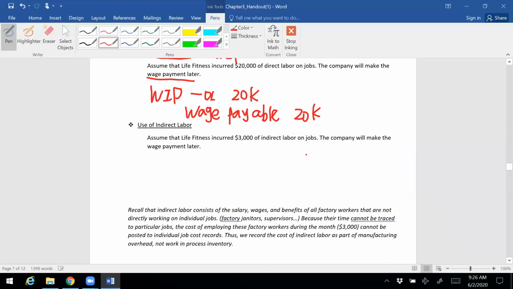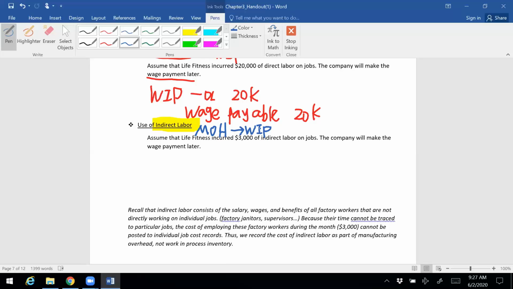Okay, next one. Use of indirect labor. What did we say? For indirect labor, can we know how much out of all this indirect labor goes to that specific job? We cannot trace it. So what should we do? The way we do it, we first put it to manufacturing overhead, and then when we allocate it, it goes to work in process. So it's very similar to the indirect material.